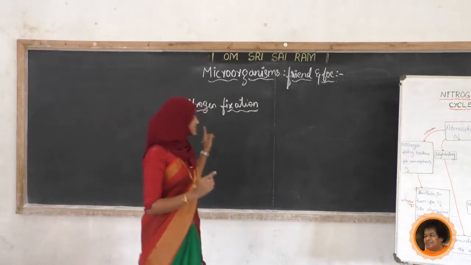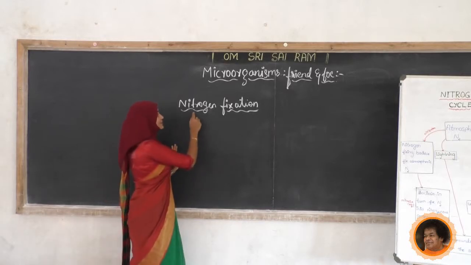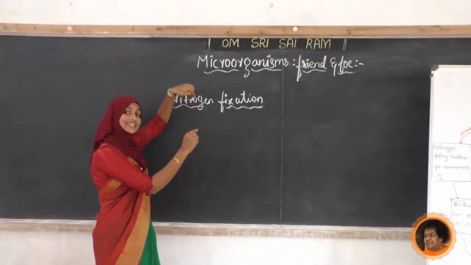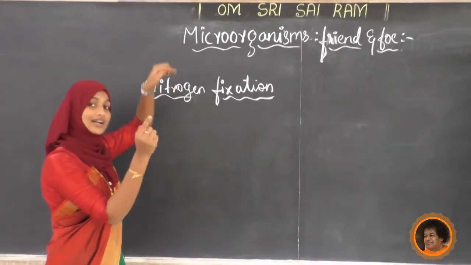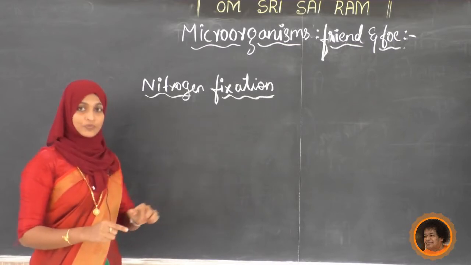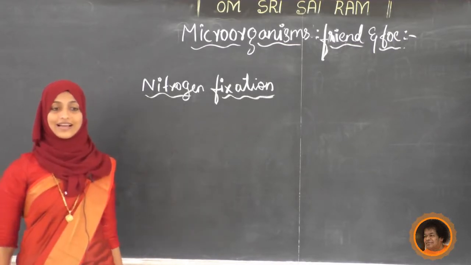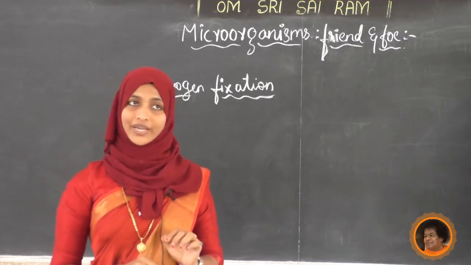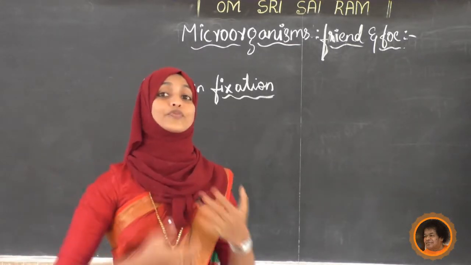Once again I will repeat. Nitrogen fixation, by whom is the nitrogen fixed? The nitrogen is fixed by bacteria, that is, microbes. Those microbes are called biological nitrogen fixers. Next we will see which ones are responsible for this.